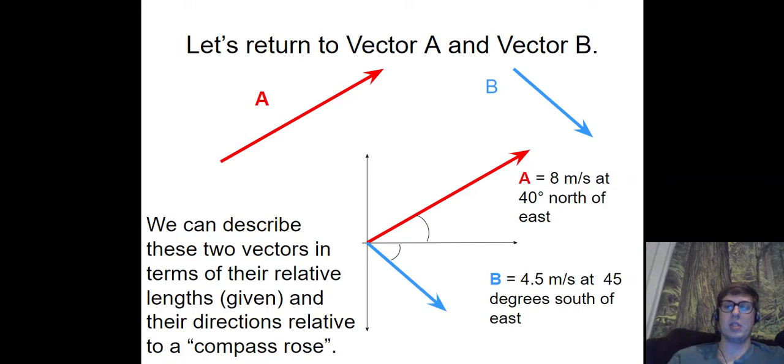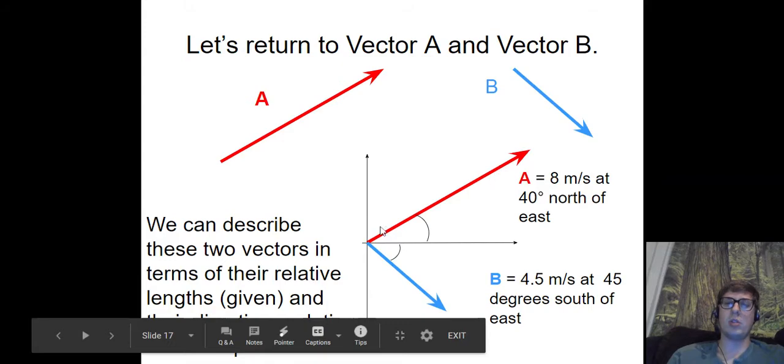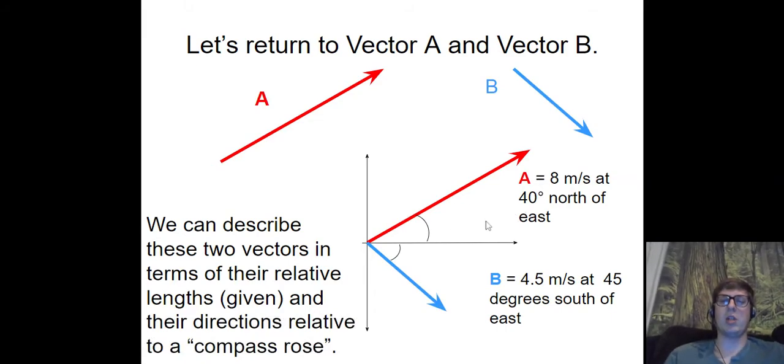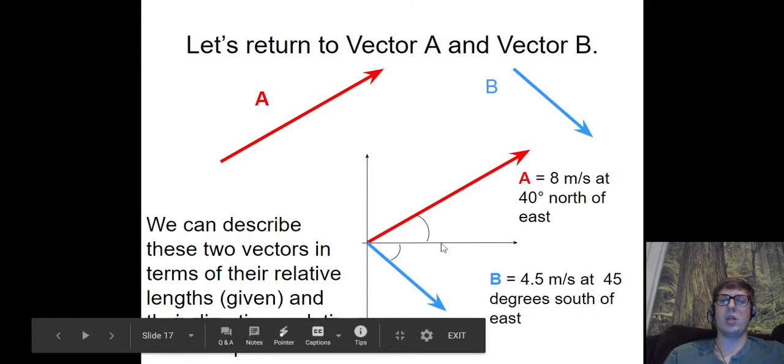So if we think about this one here, and we actually do the math, we have A, which we know has a resultant magnitude of 8 meters per second, and we know the angle, 40 north of east. If we're considering this like a compass rose, the cardinal directions, north of east, where east is like the x-axis. And then this is going to be 4.5 at 45 degrees south of east. We could also say 45 degrees counterclockwise, or we could say negative 45 degrees here as well.